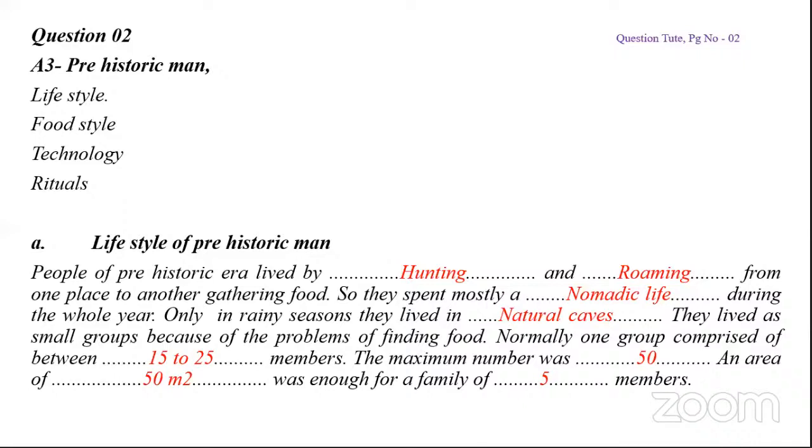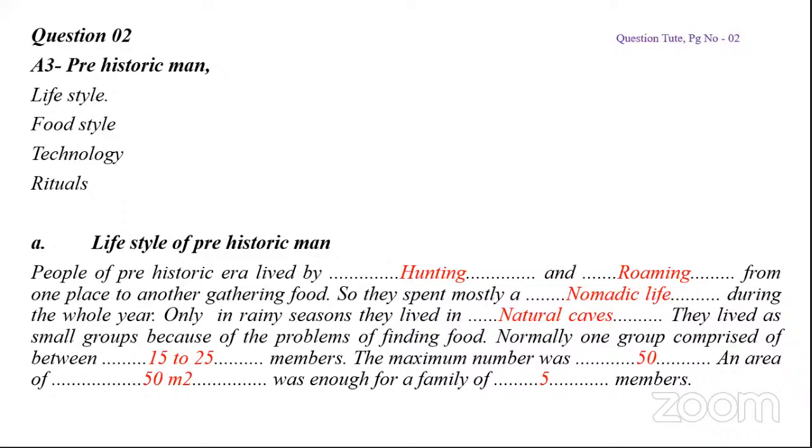In the marking scheme, it's clearly said that you have to explain, you have to support your heading with your explanation. When you write lifestyle of prehistoric man as the heading, for that heading they give you 1 mark. And then you have to explain this in a small paragraph like this. Then you are given marks like 1.5 marks. So what is the paragraph then?